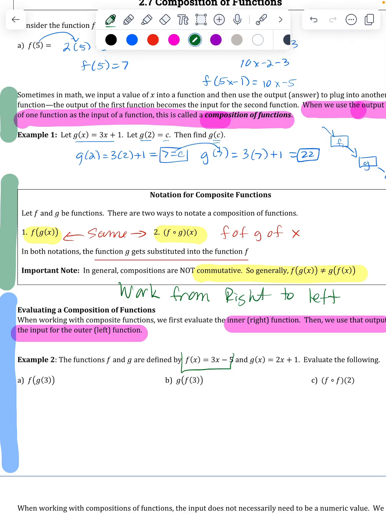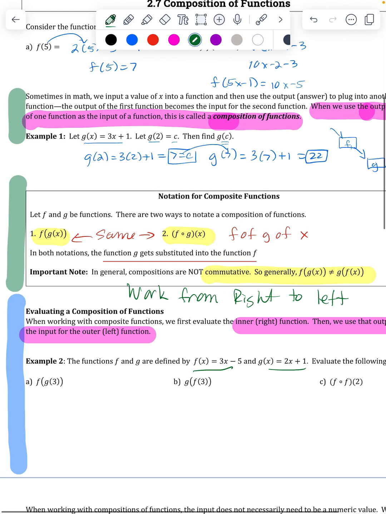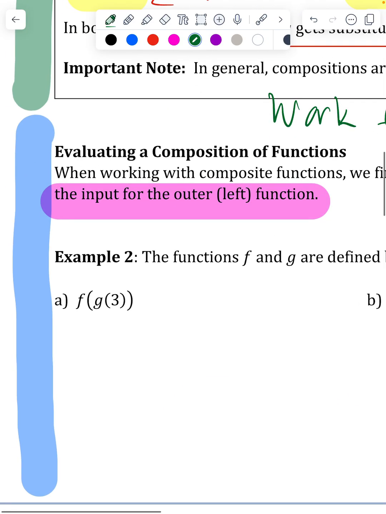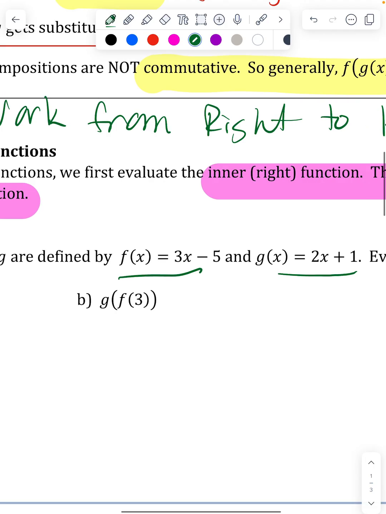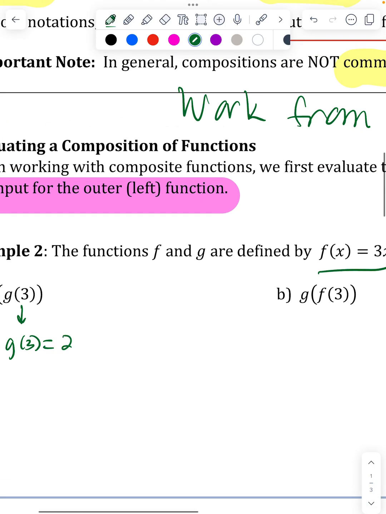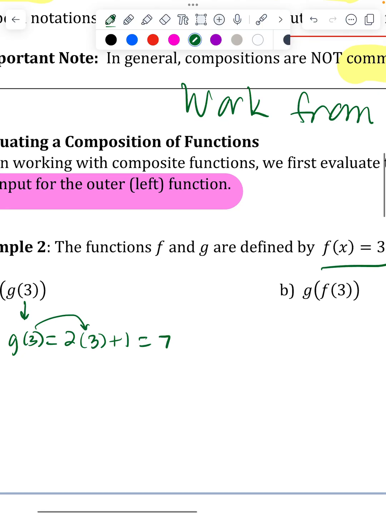They're giving us the two functions and telling us what each one does. Here's function f, here's function g. And we are, in this case, finding f of g of x. So we are going to plug 3 into function g, which is 2x plus 1. So 2x plus 1, but we're replacing that x with a 3, will result in a 7.